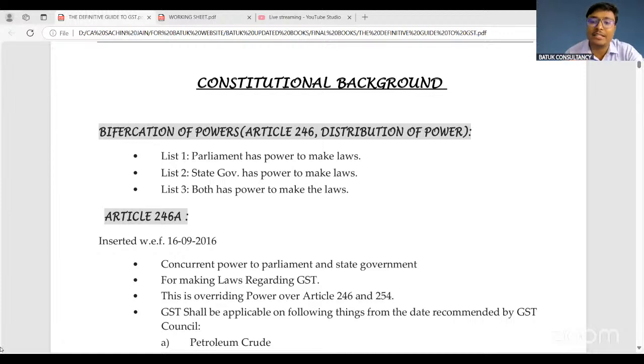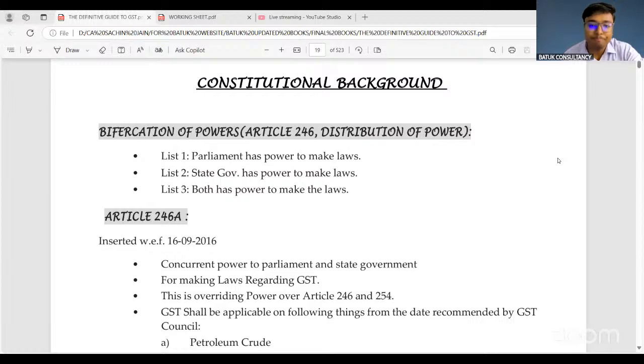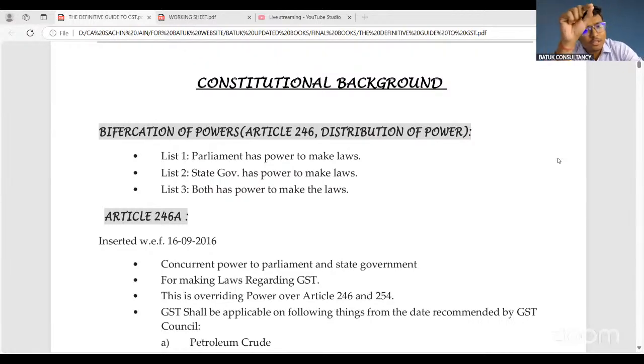Let's start our discussion from the constitutional background. You can say this is also a very basic part, but we should know this constitutional background as well. First of all, what is the importance of this constitutional background? Because I need to file the GST return, handle the compliances, handle the litigations. Why do I need to know this constitutional background?